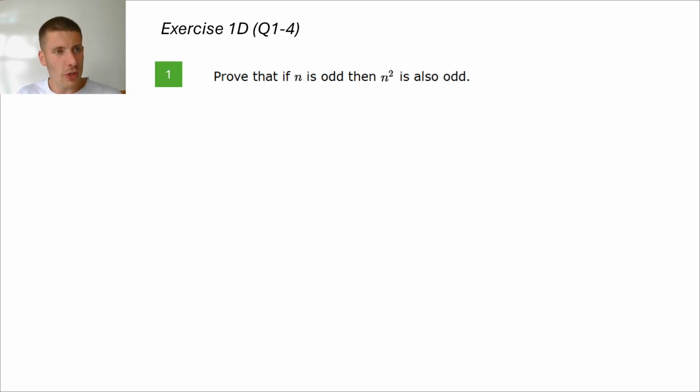So what the question is saying is, if n is odd, so if n was equal to 3, for example, and you square it, you're going to get an odd number. We can see with this example that this is true, but of course this is not going to cut the mustard, because you've got to prove it for all cases. And to do that, you've got to use algebra.